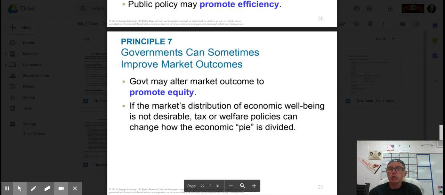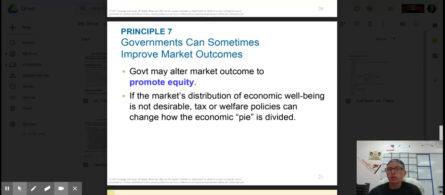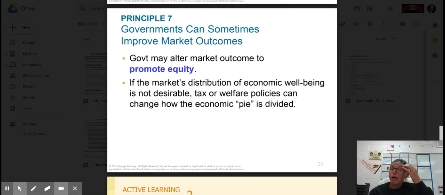Public policy could promote efficiency, but it can also promote equity. So if the market's distribution of economic well-being is not desirable, they can create taxes to make it more equitable.